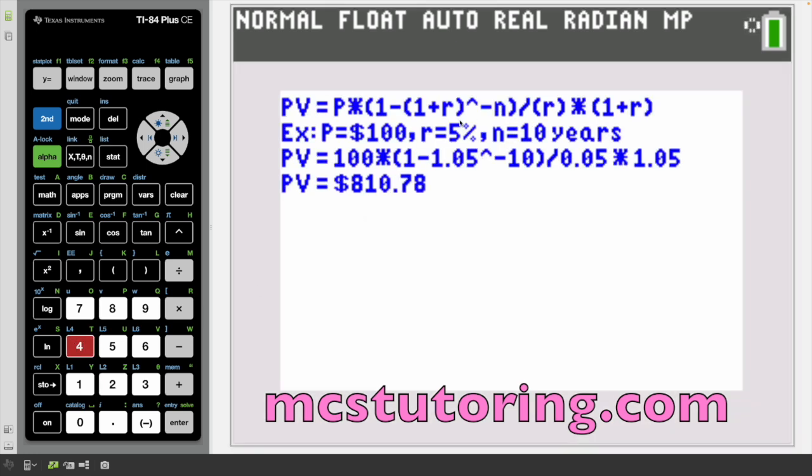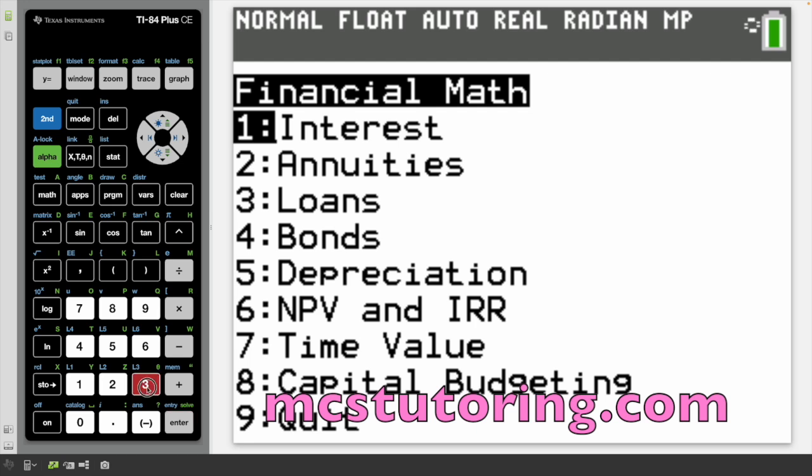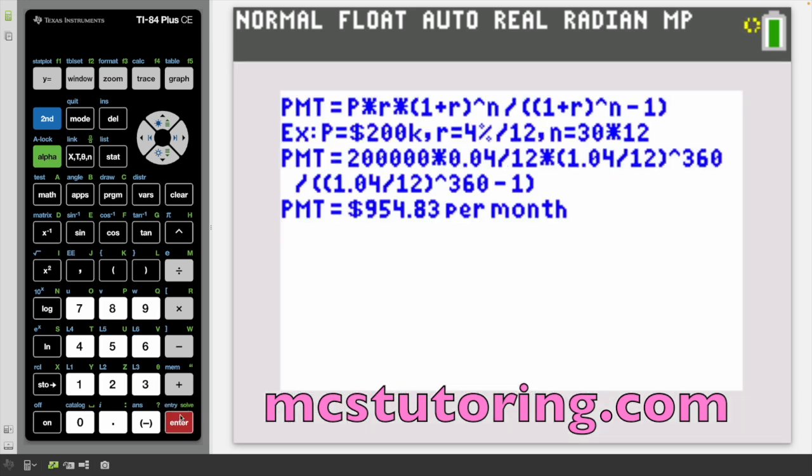Okay, and then annuities again, and I think we have the present value due. There's the example. We have P is $100, R is 5%, N is 10 years. And then that's 810.78. Okay, great.